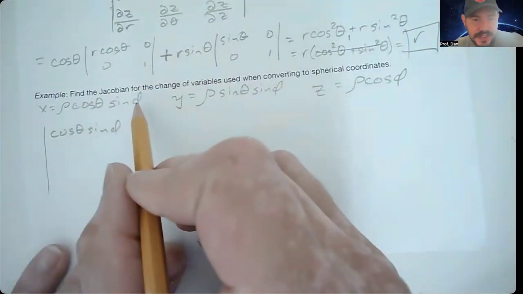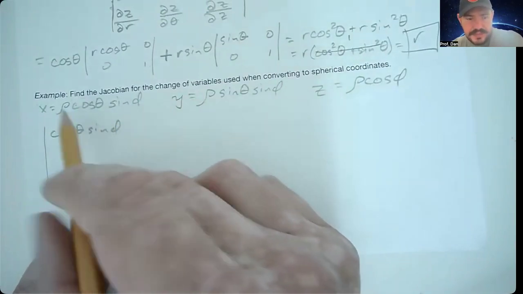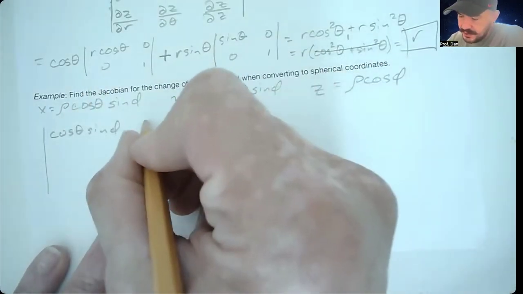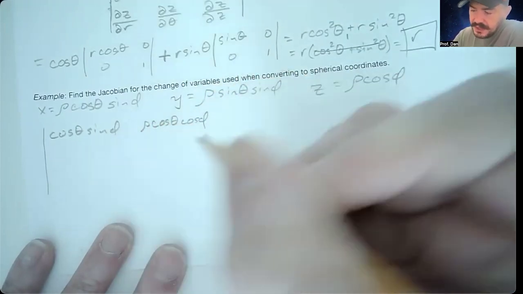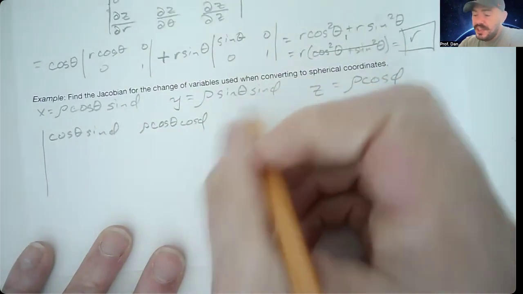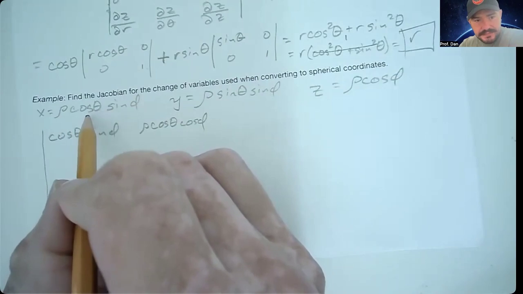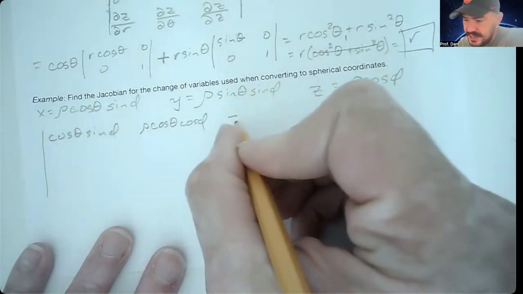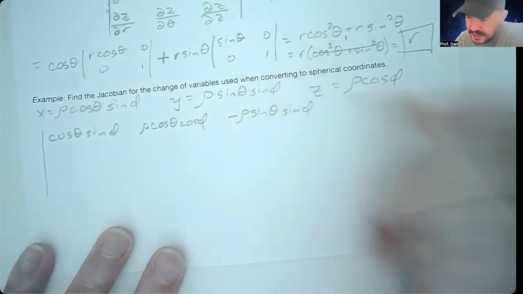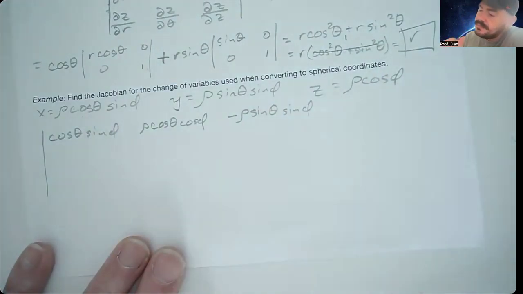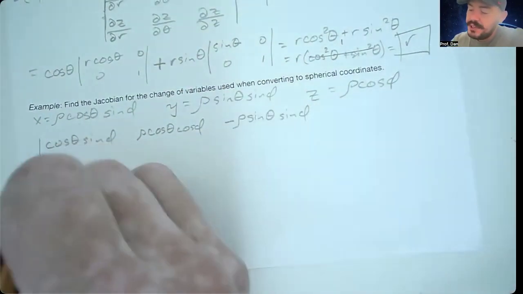So with respect to phi, derivative of sine phi would give me cosine phi. The rest of this is a constant. So for the second one, I get rho cosine theta, cosine phi. And then theta, derivative of cosine theta with respect to theta is negative sine theta. The rest of this is a constant. So we get negative rho sine theta, sine phi. Now, if I do my partials with respect to y, here's what I'll get.